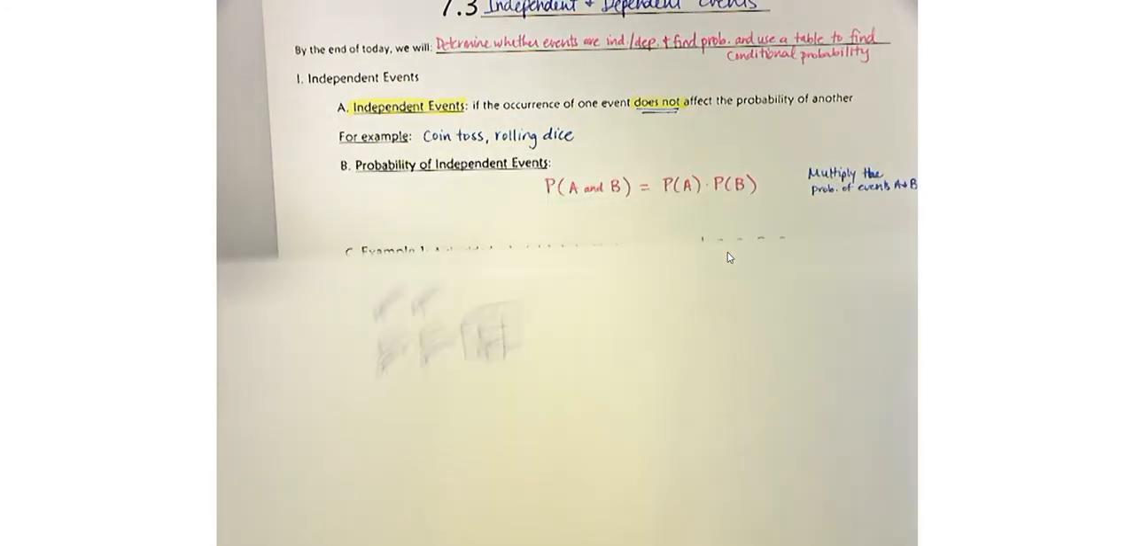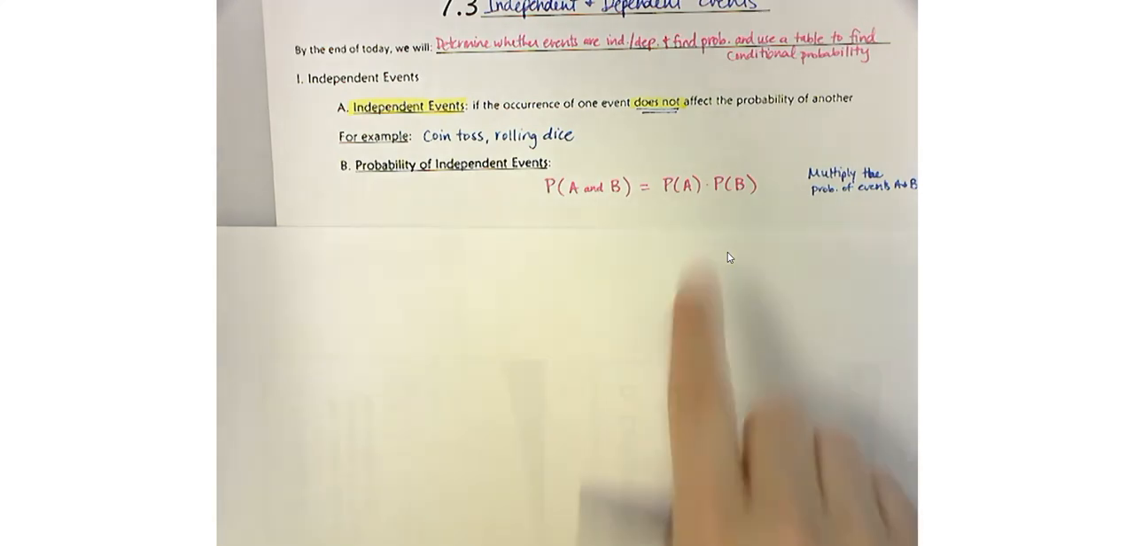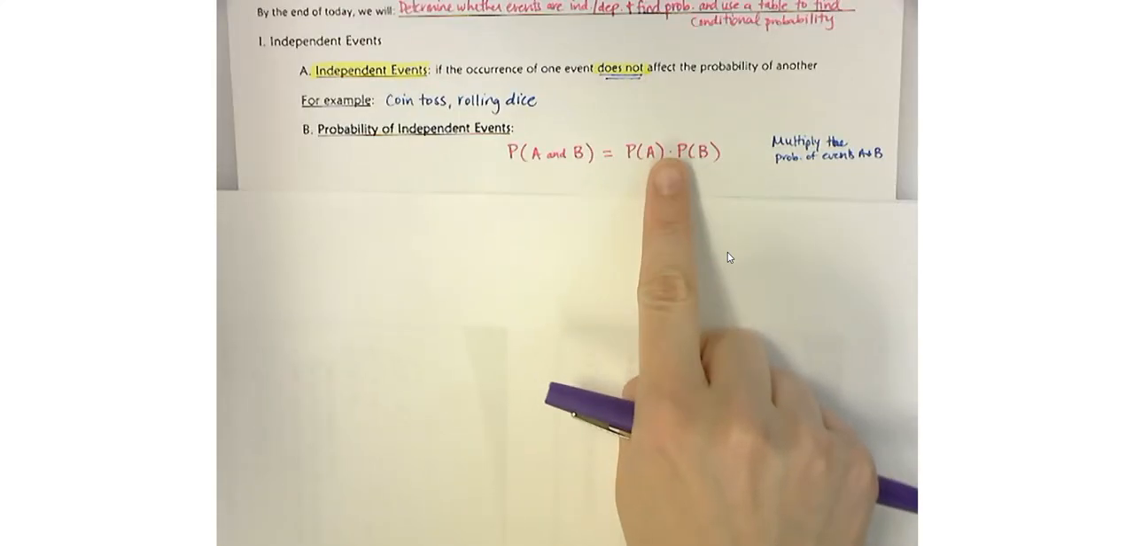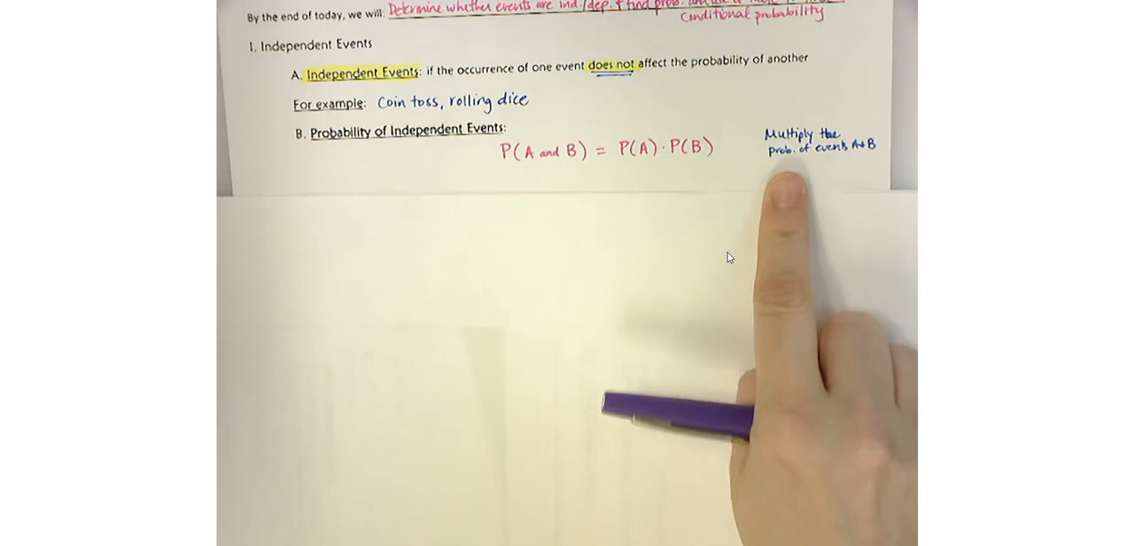Okay, so the equation for this to find the probability of both of those happening is when you multiply the probability of the first event by the probability of the second. So we call these events by variables. So event A, event B. So the probability of A multiplied by the probability of B, you're multiplying the probability of each of those events.